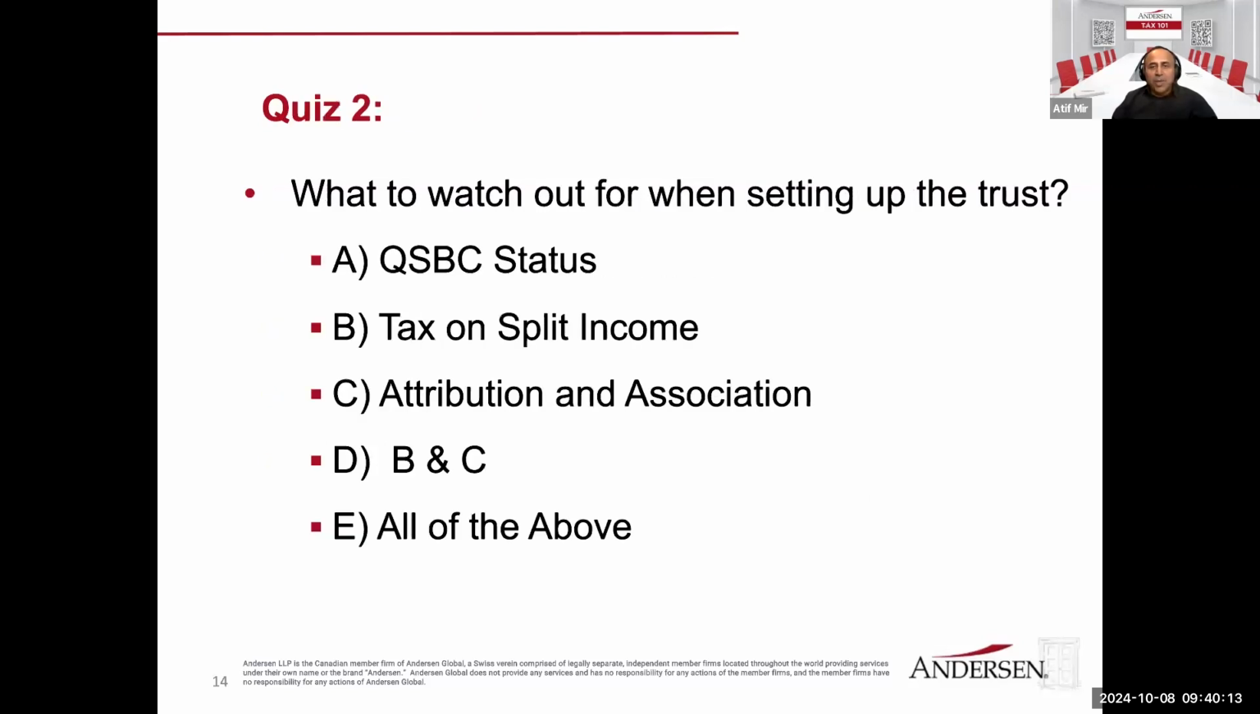Quiz two: what to watch out for when setting up the trust? A, QSBC status; B, tax on split income; C, attribution and association; D, B and C; E, all of the above. So we'll give you guys a little bit of time to come up with the answer and see how well you guys are doing.